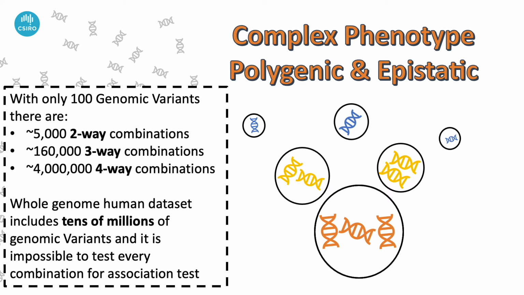Finding these interactions is computationally complex. Let's say you only have 100 genomic variants. There are 5,000 two-way combinations and 160,000 three-way combinations. The number of four-way combinations almost reaches 4 million. Now, that's just for 100 genomic variants. Imagine whole human genome data, which includes tens of millions of genomic variants. It's impossible to test every single combination.